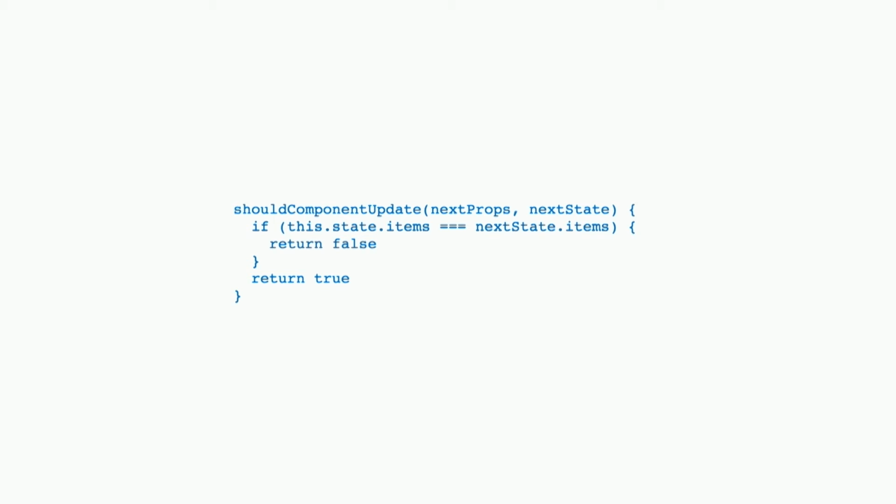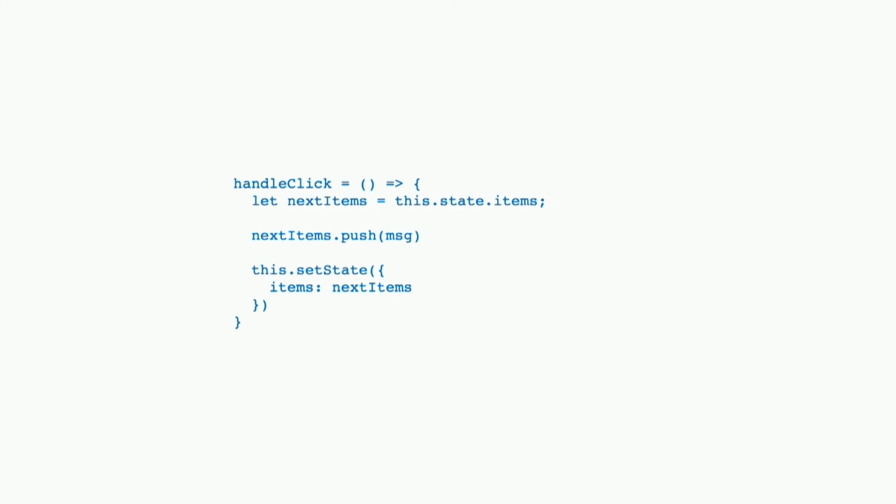If you were looking closely at this shouldComponentUpdate though, you might have noticed a potential bug. And this ties into that other potential bug that I mentioned earlier when we were looking at the click handler. So it depends on how you're updating the state, whether or not this is a bug. Let's say you're updating it this way. So you set that new variable nextItems to this.state.items, and you push your new item onto the array. And then you call setState with that new variable. What would happen here is that you would never see the new items. They'd never show up in your UI. Your shouldComponentUpdate would always return false.